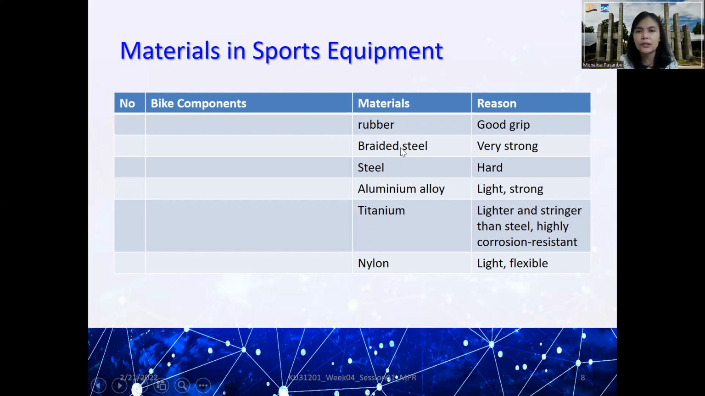So we have braided steel, very strong; steel, hard; aluminum alloy, light and strong; titanium, light and stronger than steel, highly corrosion resistant; and nylon, light and flexible. Okay.